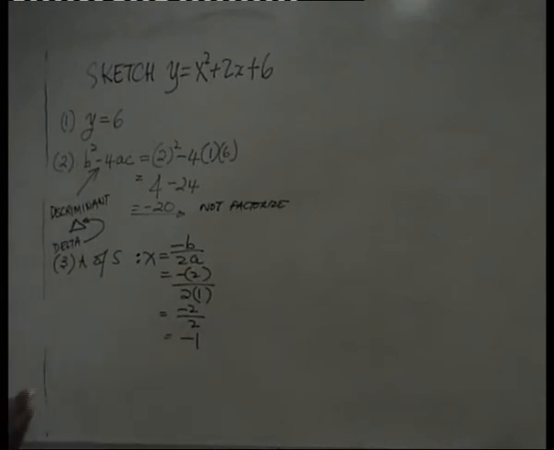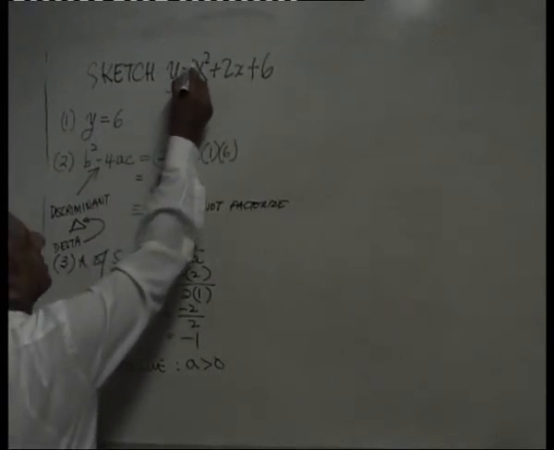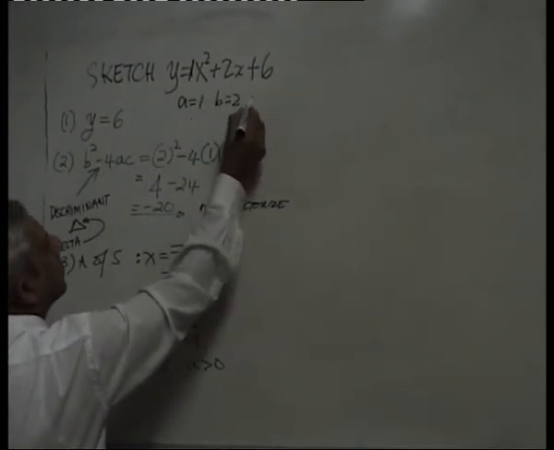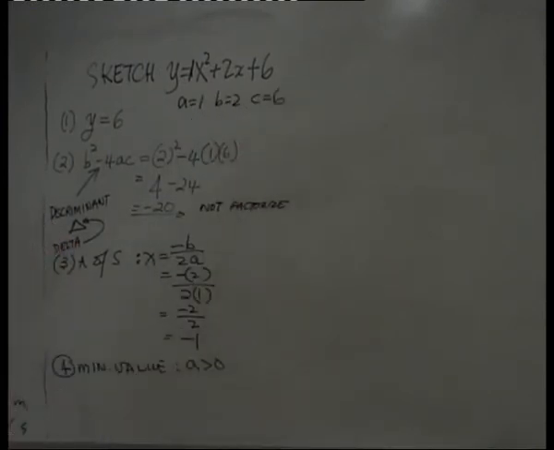Now you want to find the minimum value. How do we know it's a minimum value? Because a is greater than 0. So that a we're talking about is here. This is a. A is 1, b is 2, c is 6.